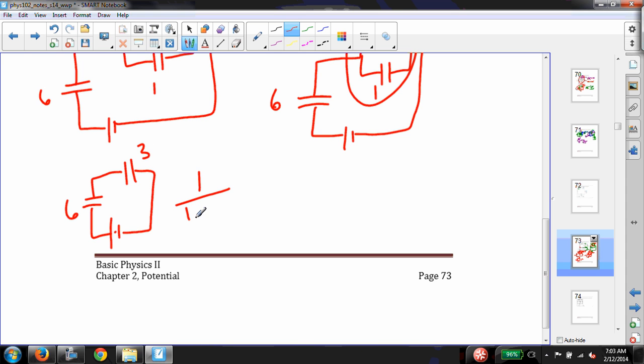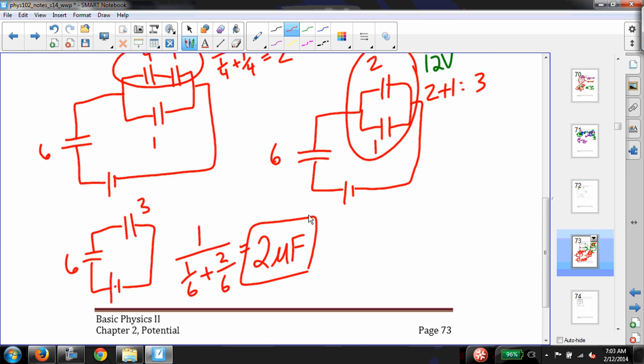I say 1 over 6 plus 1 over 3. All right, 1 over 3 is the same as 2 over 6. So that's 1 over 3/6, or 1 over a half, which is equal to 2 microfarads. And that's my final answer. That's the 2 microfarad is the equivalent capacitance.